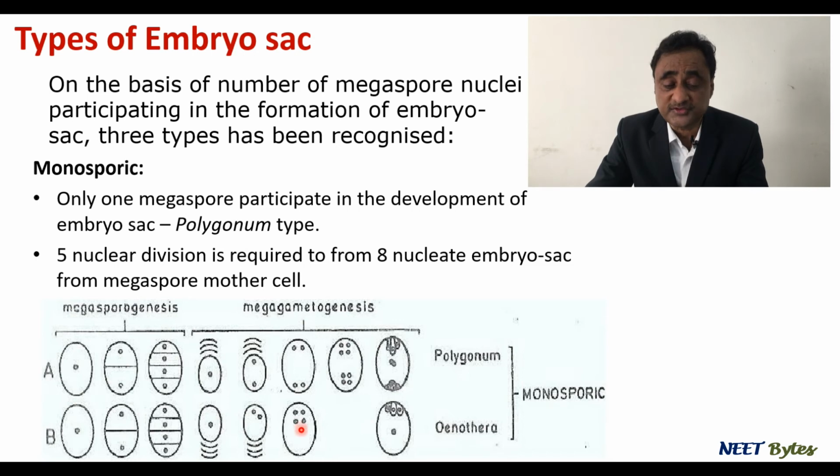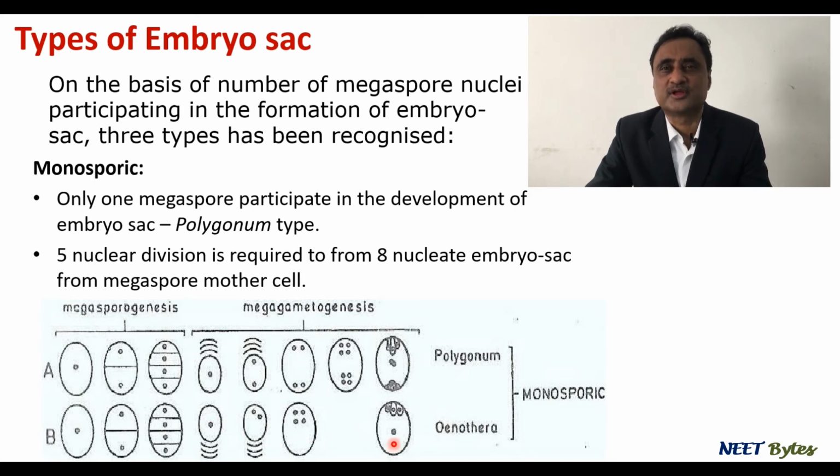Okay. So here we see that the polar nucleus is haploid. They don't have any antipodal cells. So please take note of it. They do not have antipodal cells. This polar nucleus is a haploid one, and there is a typical egg apparatus, right? But it is also monosporic. Why? Because a single nucleus is participating in the development of the entire embryo sac. I hope the concept is absolutely clear at your end, right?